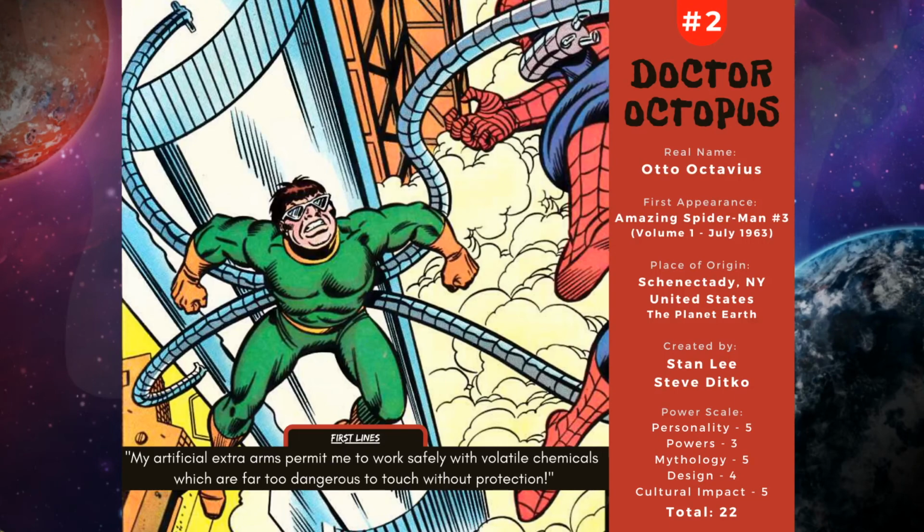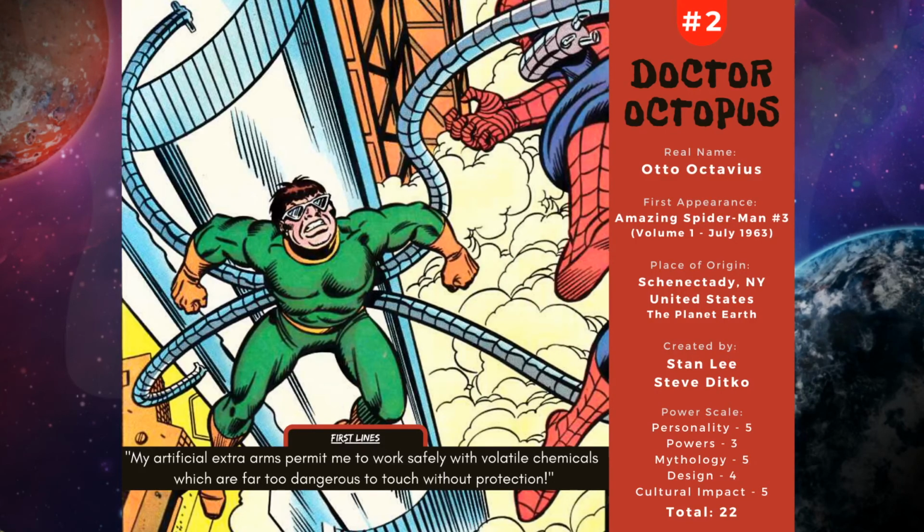Also a whiz at science and looked up to by a lot of people. So personality 5. Powers 3. Doc Ock doesn't have any intrinsic powers. It all comes from his arms. So we left it at a 3. Mythology, there's some great stories. Master Planner Saga is one of the great stories.